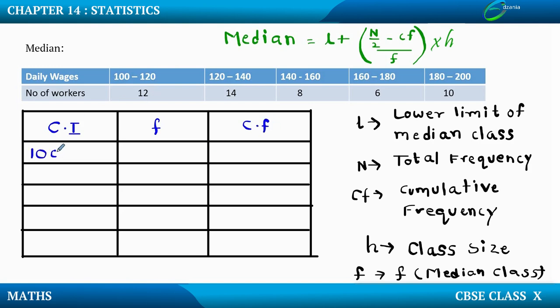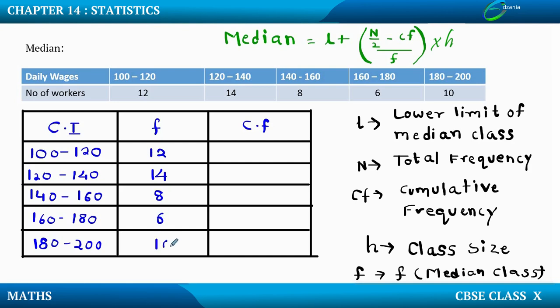We know class interval is from 100 to 120. Then we have 120 to 140. Then we have 140 to 160, 160 to 180, and finally 180 to 200. Then its corresponding frequencies are 12, 14, 8, 6 and 10.